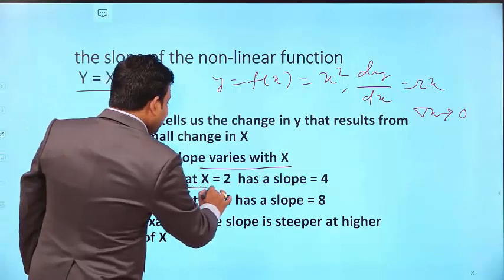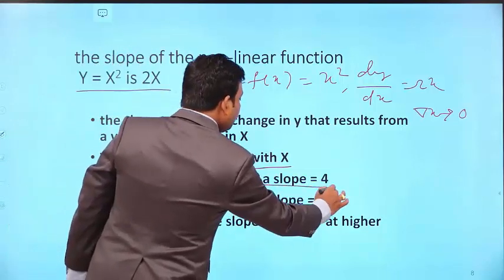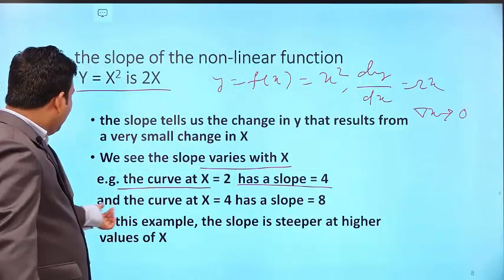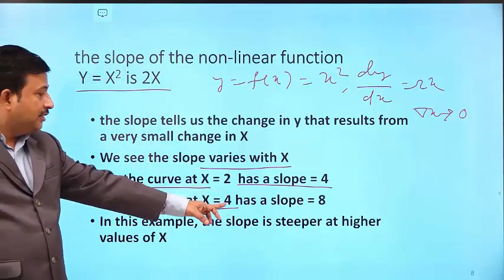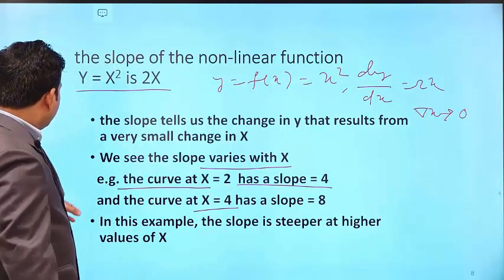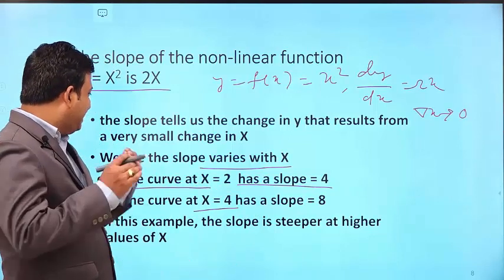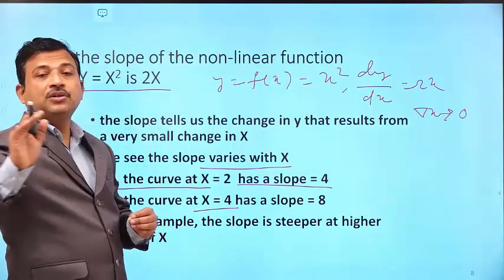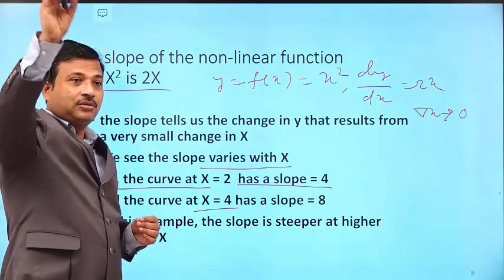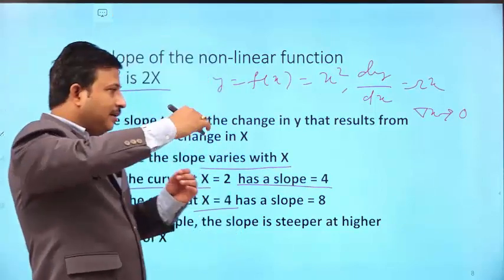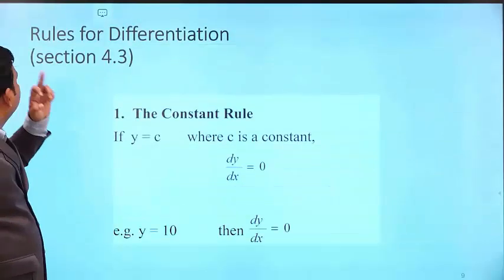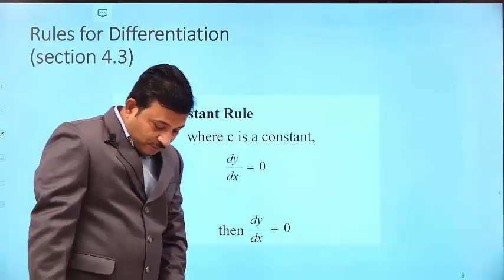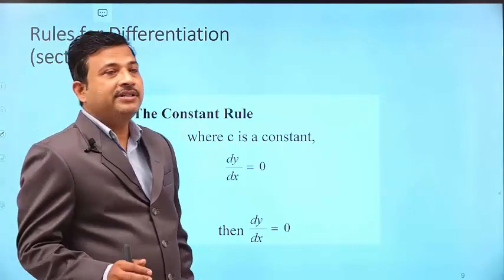Example, the curve at x equal to 2 has a slope 4. Yes or no? And the curve at x equal to 4 has a slope 8. Already this one was evaluated in the study. So in this example, the slope is steeper at high values of x. Once x increases, the slope will increase like this, based on the situation of the curve. Is it clear? Now let's come to the rules of differentiation.